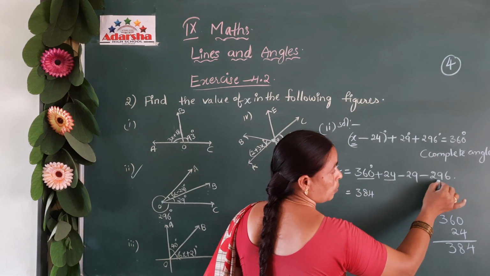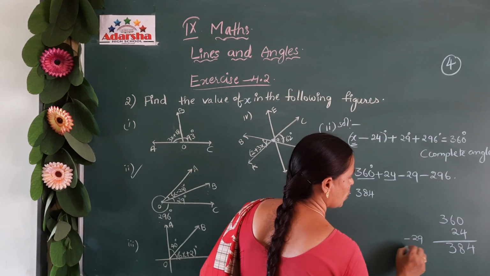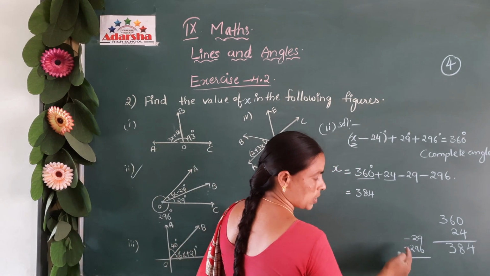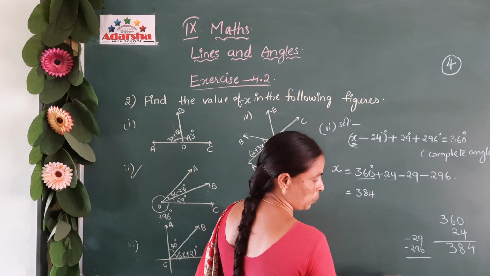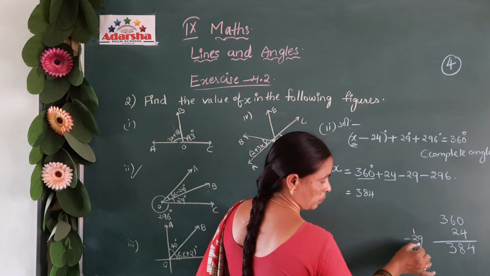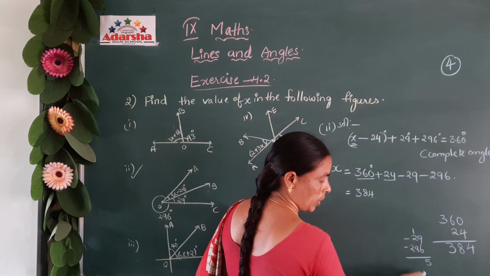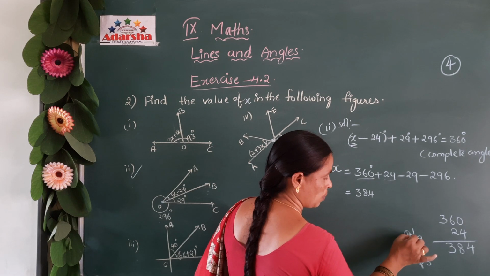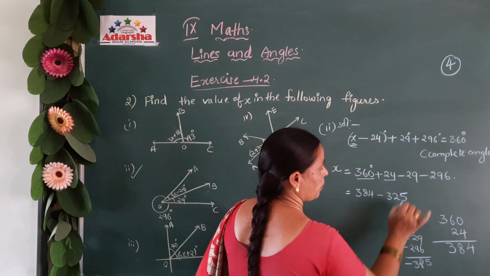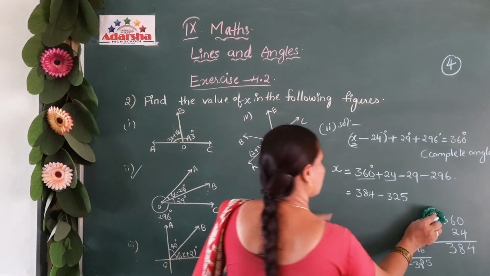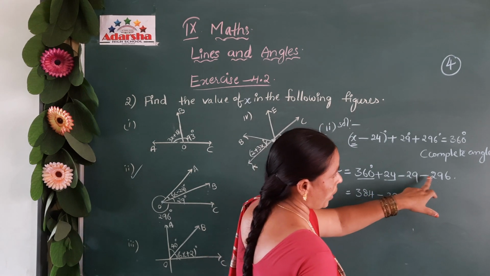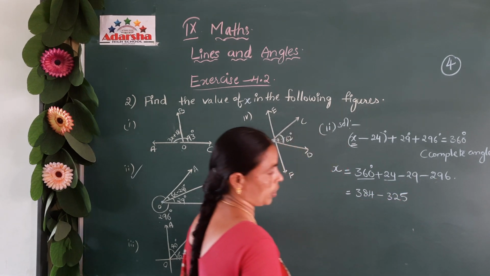And minus 29 minus 296. Add the two negative integers. Minus into minus is plus, that means you have to add these two negative integers. 9 plus 6, 15. 2 plus 1, 1 plus 2, 3. 3 plus 9, 12. 1 carried to next place. Carried 1 plus 2, 3. Minus 325. Okay. 360 plus 24 equals 384. Minus 29 minus 296 equals minus 325.